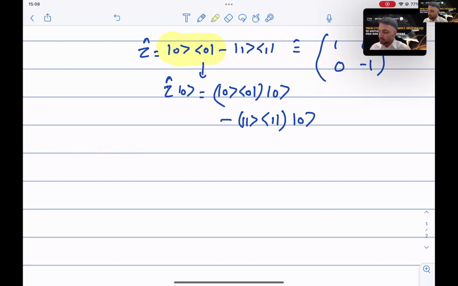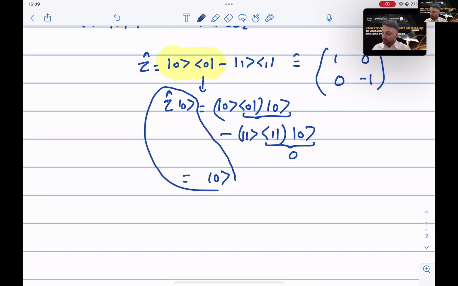And so what is this quantity? If you just take the inner product of 0 with 0, which is just 1, you're left with this ket 0. Minus, what is this quantity? Inner product of 1 with 0. Anyone? I can see that someone wrote a 0, but it's the same answer. If you take the inner product of 1 with 0, it's 0. So this term just vanishes, and you're just left with 0.